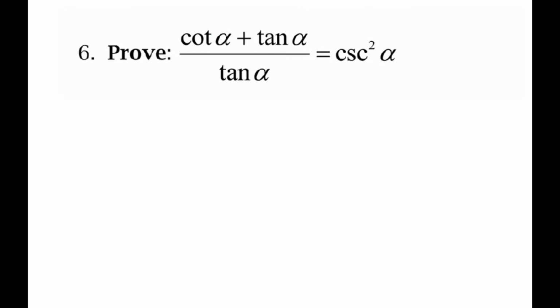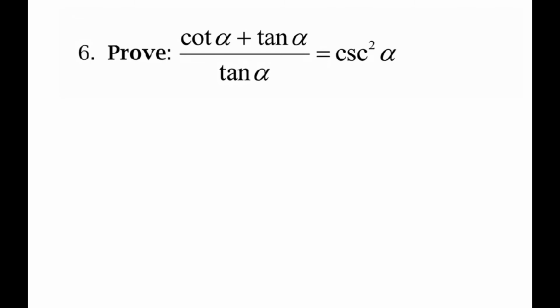Okay, number 6. Prove cotangent alpha. This is alpha, a Greek letter, and again, it's just an input variable. So cotangent alpha plus tangent alpha divided by tangent alpha, prove that that's equal to cosecant alpha. So the left-hand side, hopefully that looks more complicated to you. It does to me. So we're going to work with that.